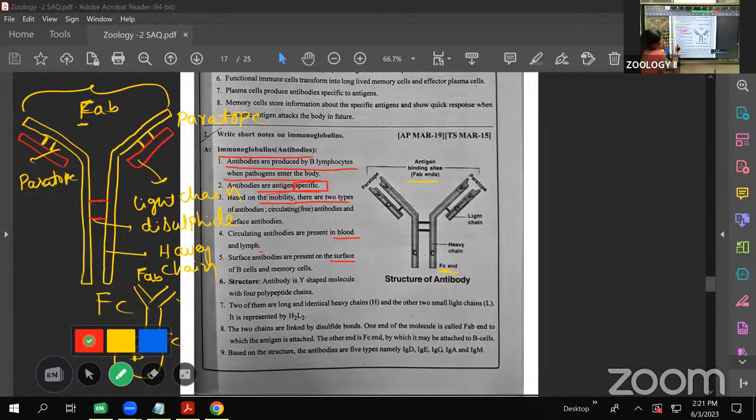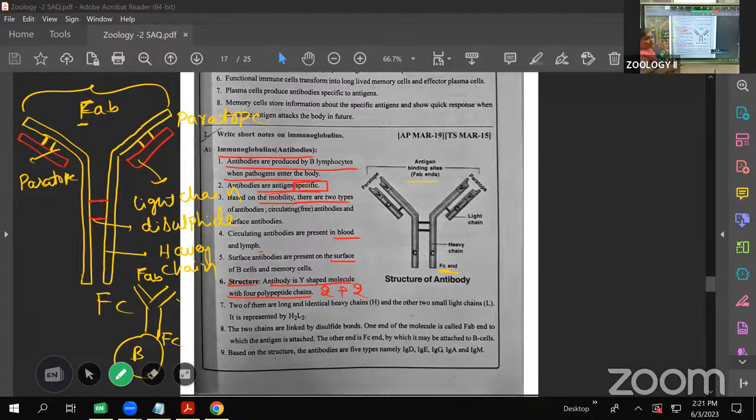Observe the structure. The antibody structure is which shape? Y-shaped molecule. And how many polypeptide chains are there? Four polypeptide chains. What are they? Two are the long or heavy chains, and two are the short or light chains. That's why four polypeptide chains are present.